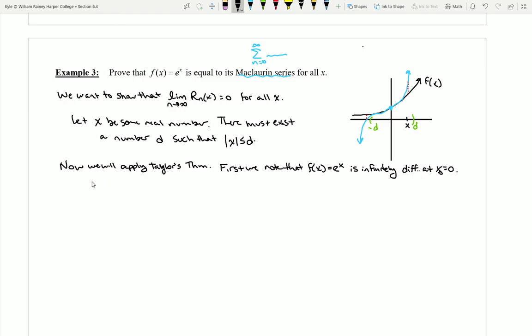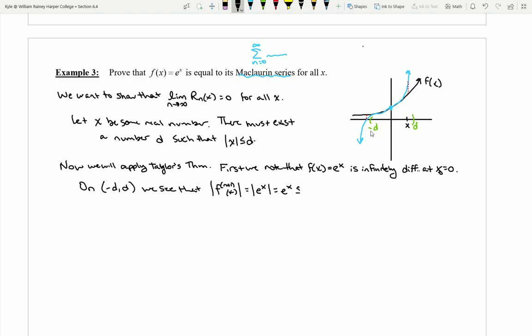We can also then see that on this interval from negative d to d, the absolute value of our n plus first derivative of our function, again, should just be the same as just e to the x. When absolute value, that does nothing. And we're interested on that interval, what is this going to be less than or equal to?